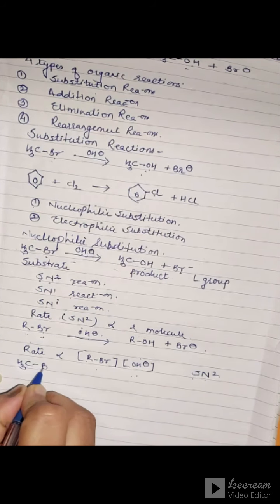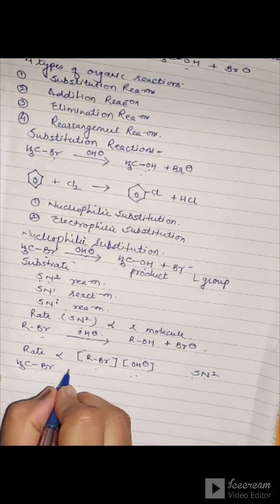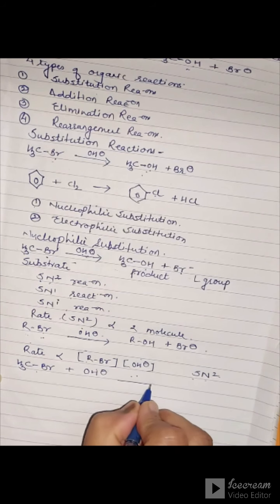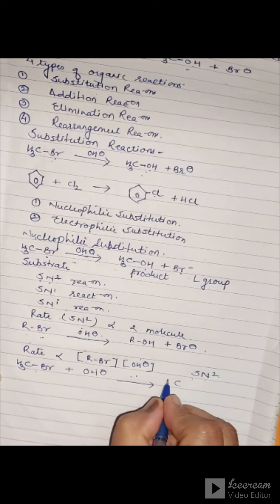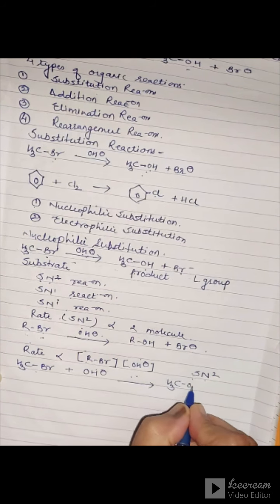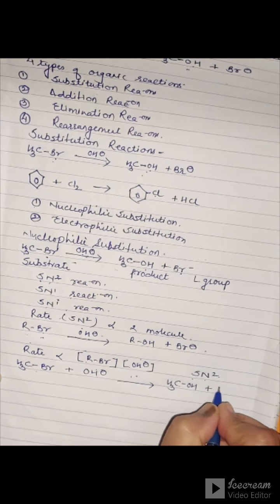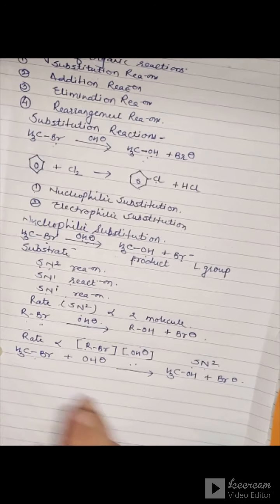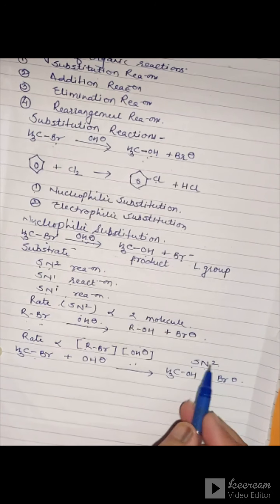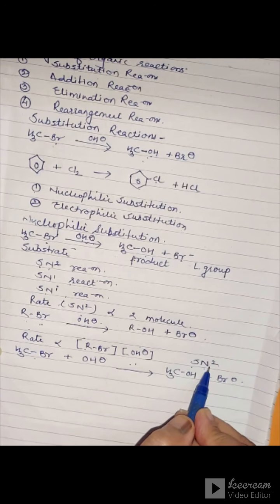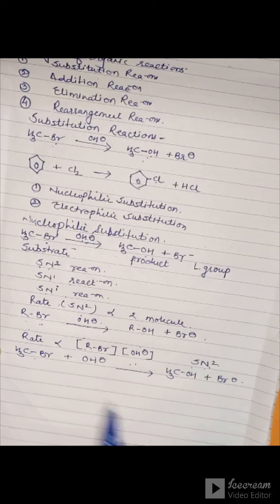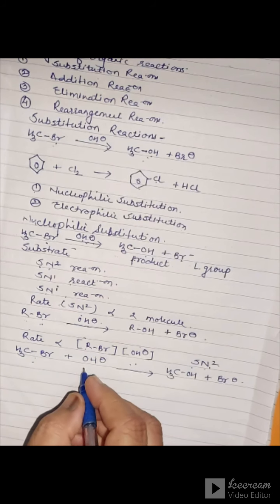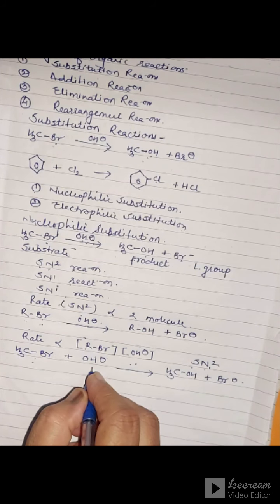The example of this reaction is CH3Br, methyl bromide. It undergoes hydrolysis and it will give CH3OH plus Br negative. This reaction is an example of SN2 reaction. Here the rate of reaction depends on the concentration of CH3Br as well as the concentration of OH negative.